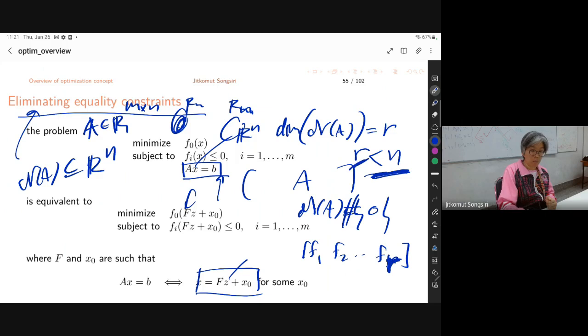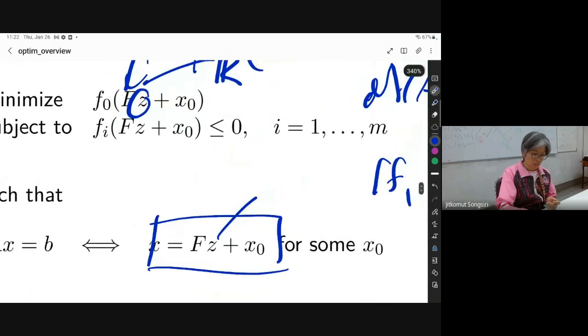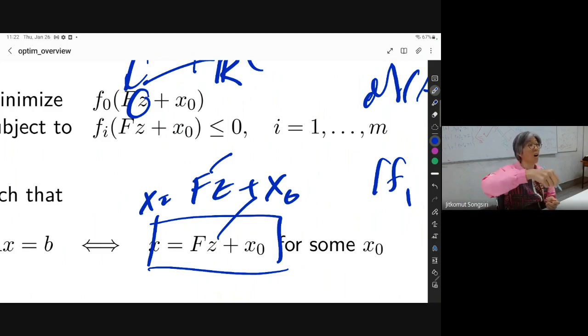R, right? If your dimension is R, you can find R basis vectors. So your big F has R columns. Your Z is in R. What's the dimension of your Z? No. Your X is FZ plus X naught, right? Your F has R columns. So your Z is in R. Rn or RR or something else.